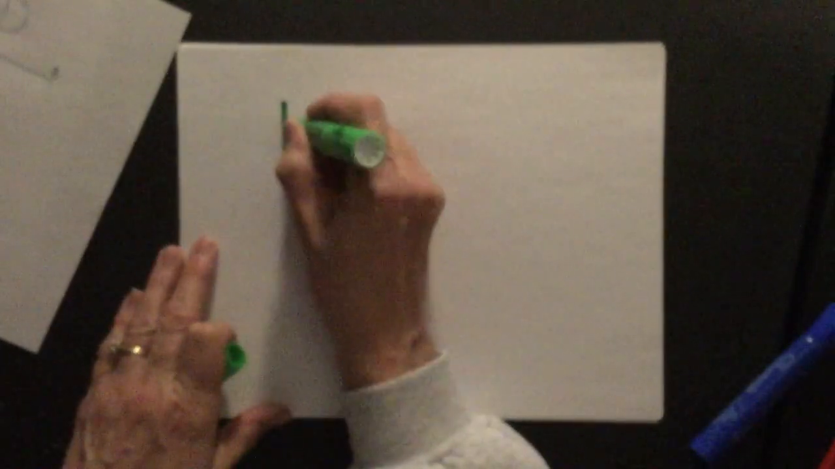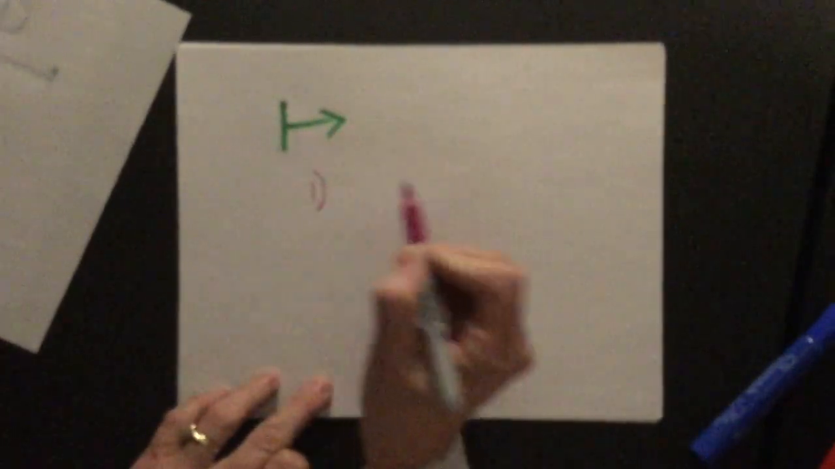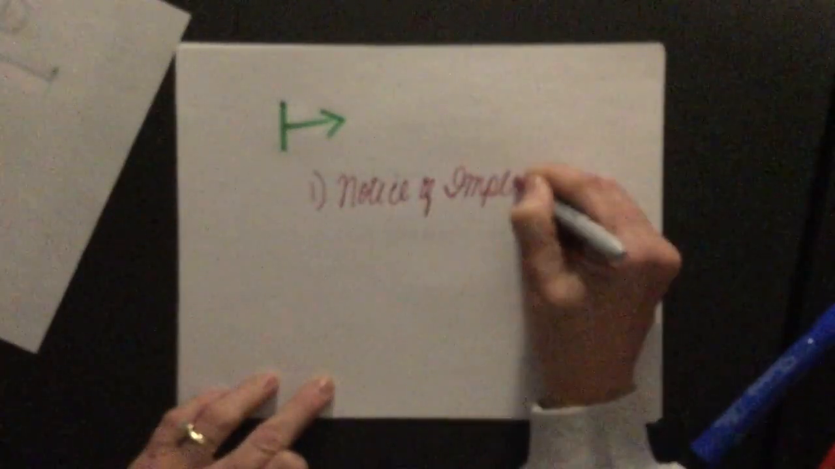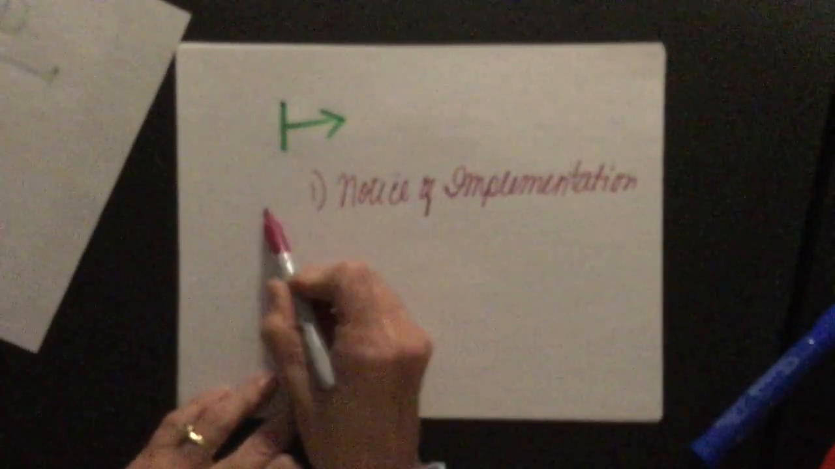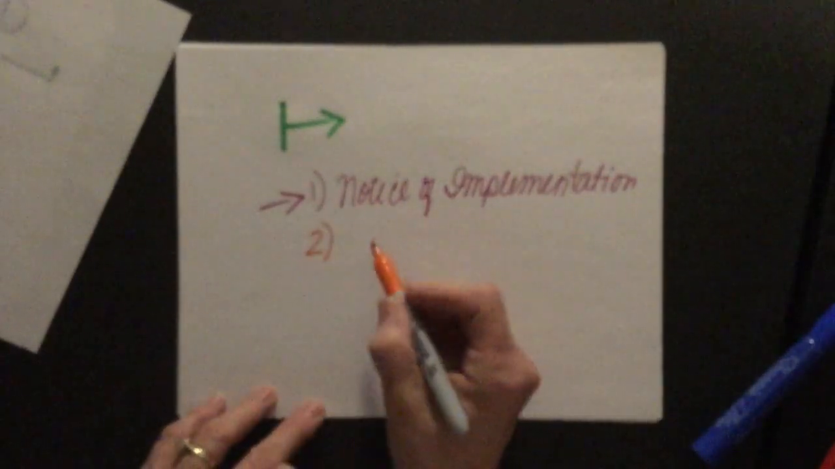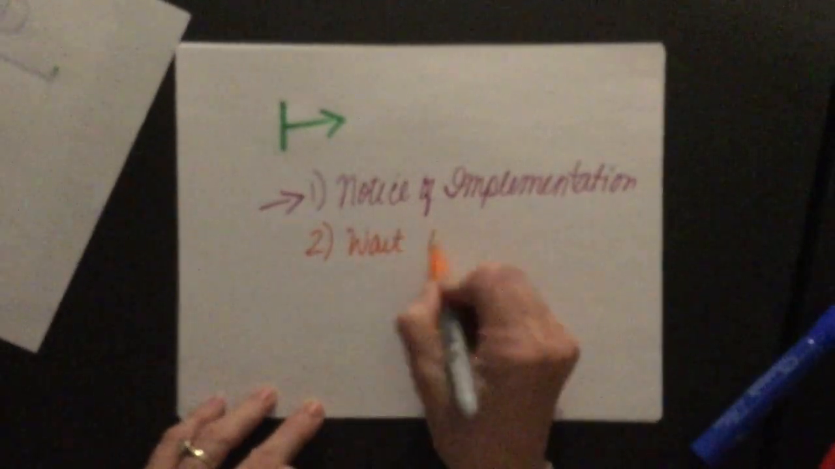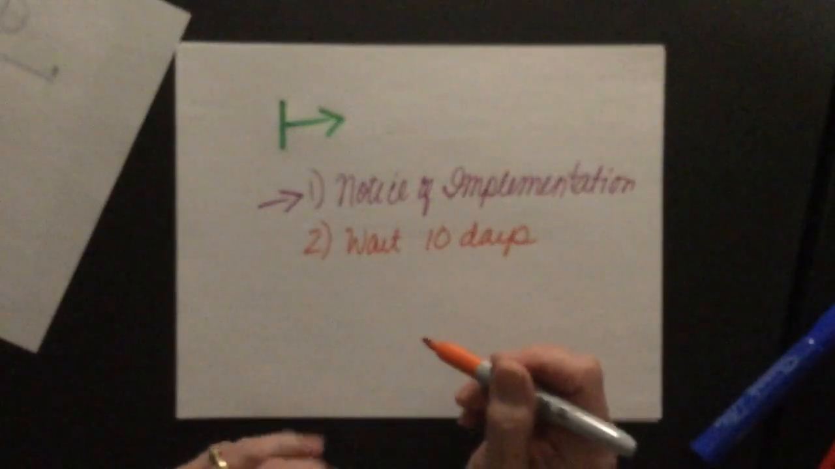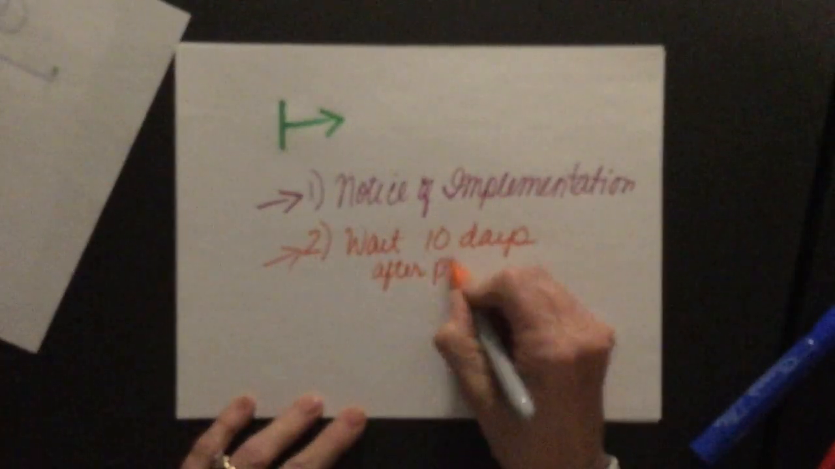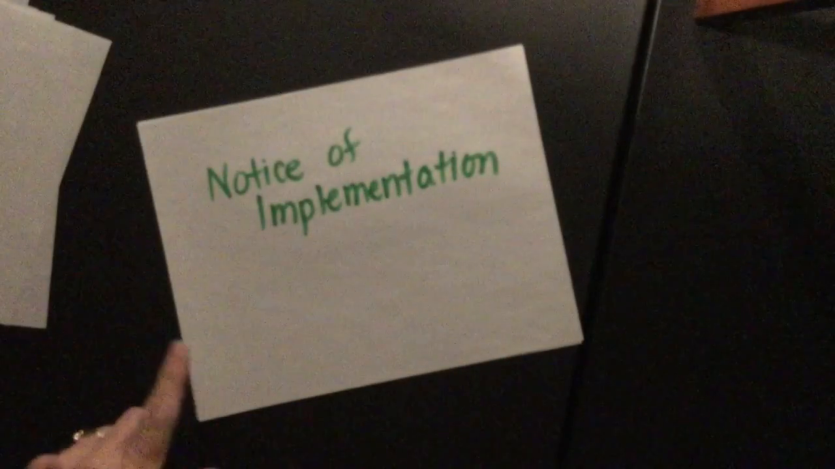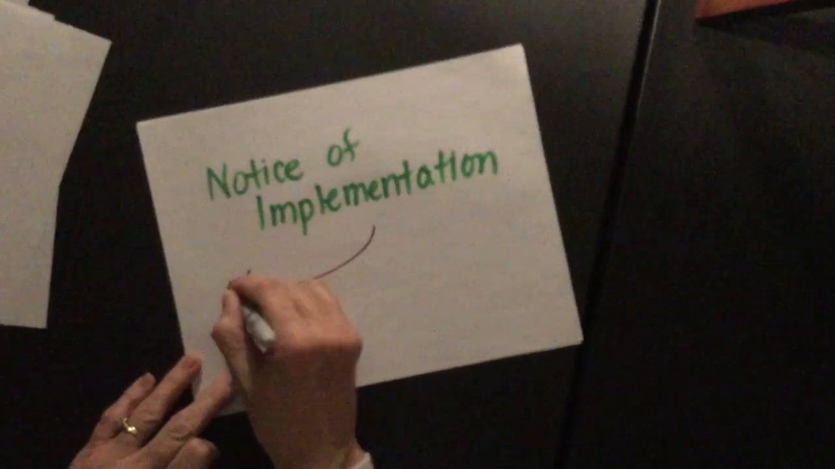So the question is, when is an IEP initiated? One way they can be initiated is that the parent signs the notice of implementation. When that happens, the IEP can be implemented immediately. The other way is if you wait 10 days. Now this has to be 10 days after the parent receives the IEP. It's important to note that the notice of implementation always refers to the last IEP that was finalized.